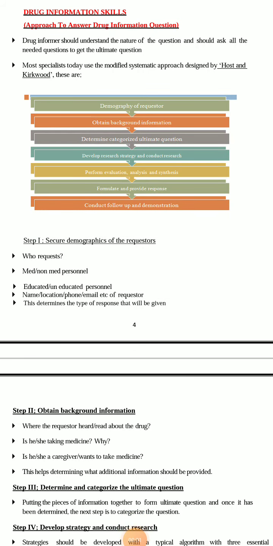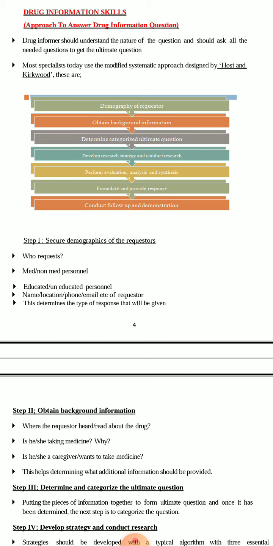Good morning, students. Today we'll continue with the next part of Drug Information Services, about the approach. What is the drug information skill approach to answering drug information questions? Drug information specialists should understand the nature of the question and ask all the needed questions to get to the ultimate question. Most specialists today use the modified systematic approach, which is designed by Host and Kirwan scientists. It is a 7-step approach.